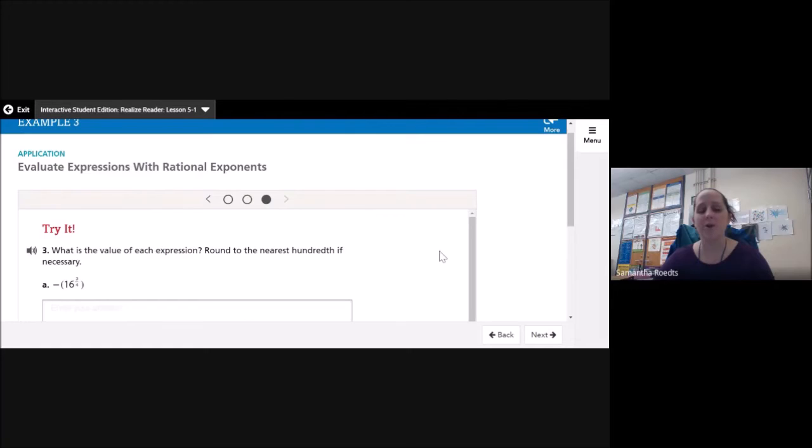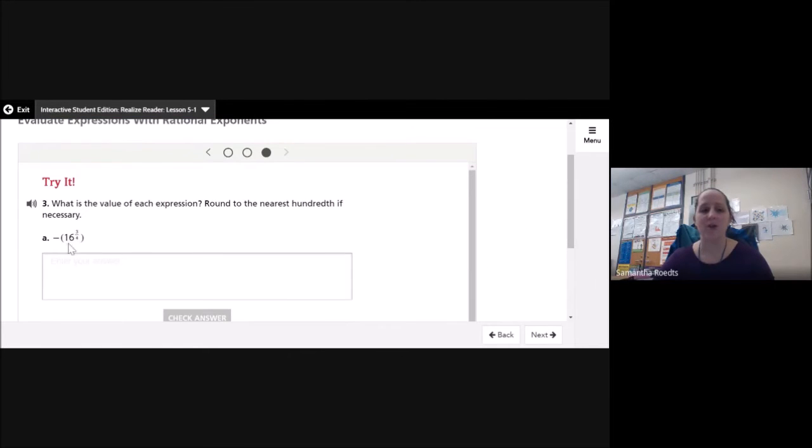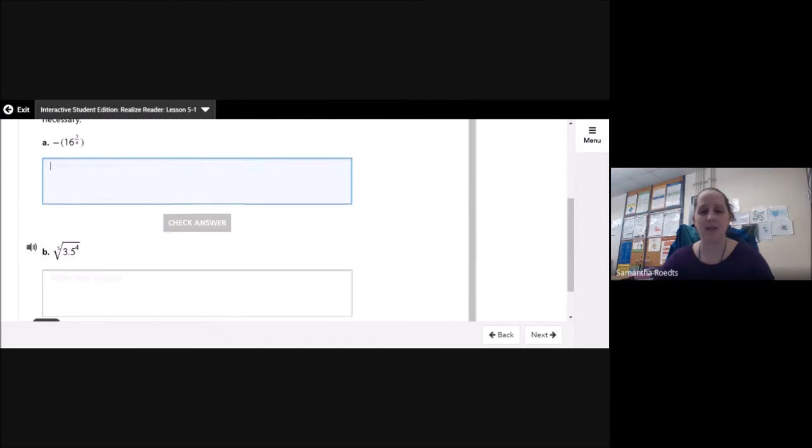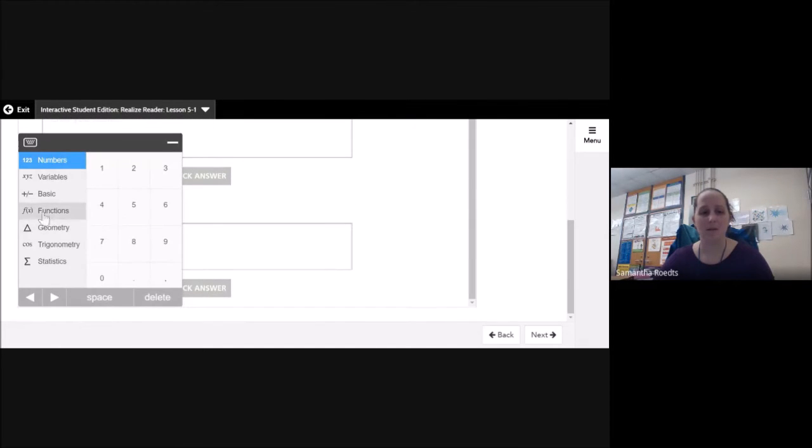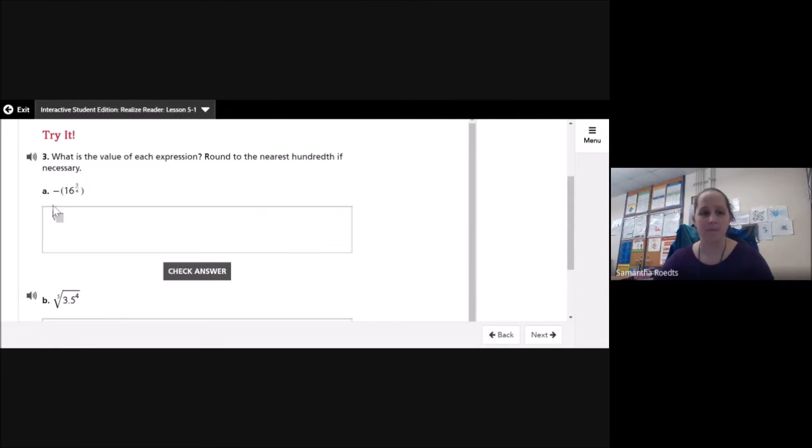So what is the value of each expression? Round to the nearest hundredth if necessary. So I have negative 16 to the 3/4. So this is the fourth root of 16, and it's all going to be cubed. So this gives me 2 cubed, which equals 8, and there was a negative out in front, so negative 8.